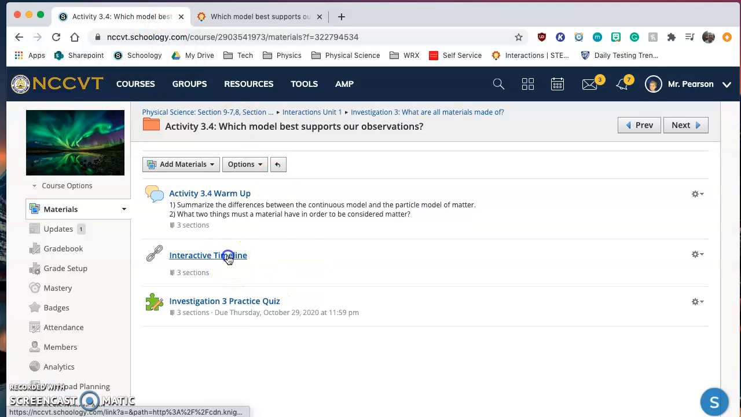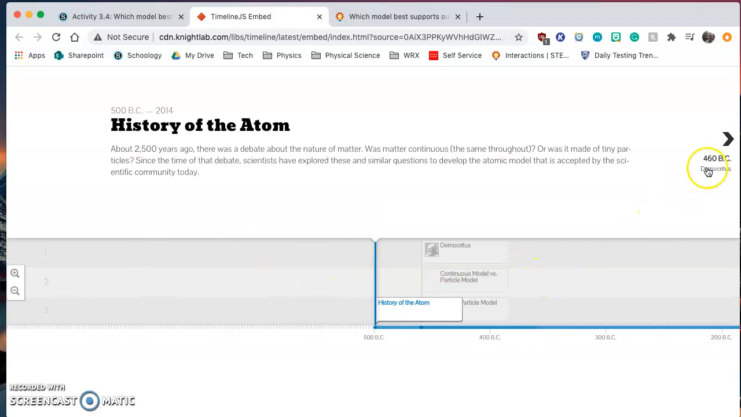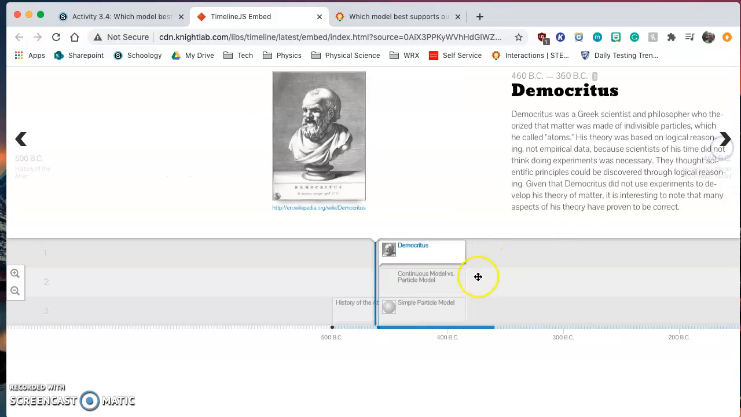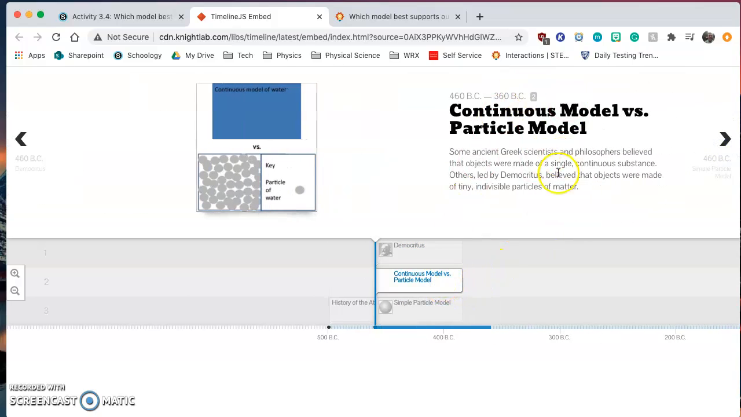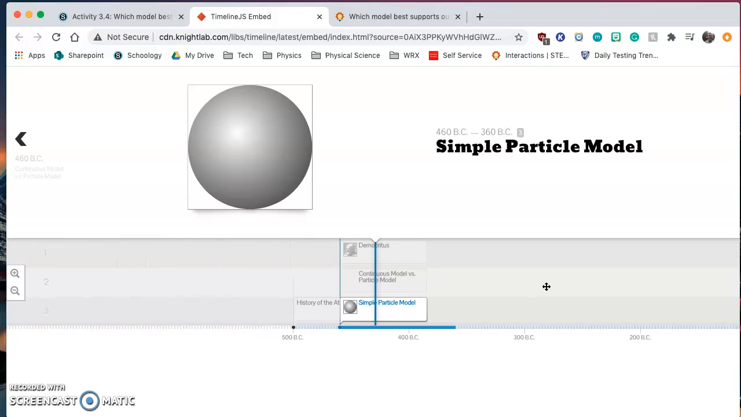All right, there's an interactive timeline here. And I would take some notes on this if you haven't already, just because it's going over, again, here's the difference between your continuous model of matter versus your particle model of matter. And we're going to continue to add to this as we get into investigation 4. But just have an idea of how long ago, we're looking at dates 500 BC, 400 BC, so we're talking about 2,500 years ago or so, roughly.